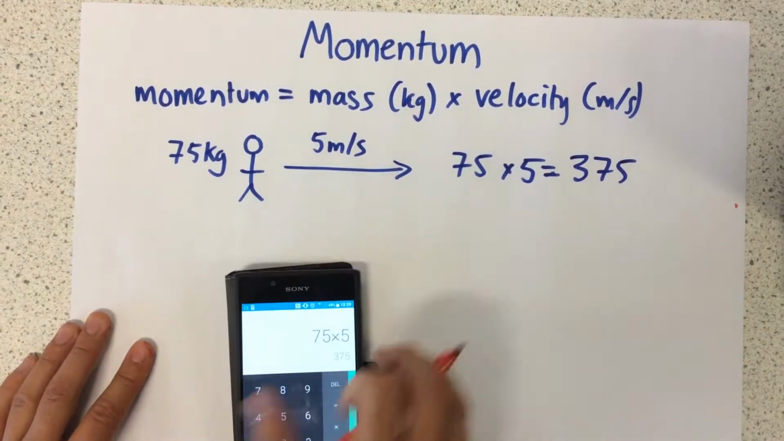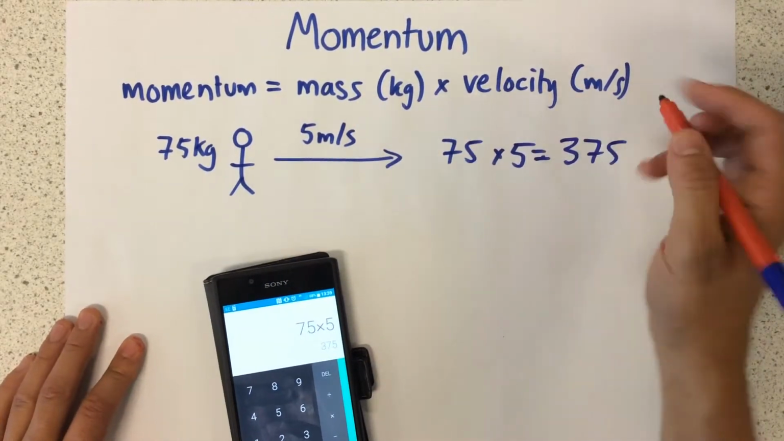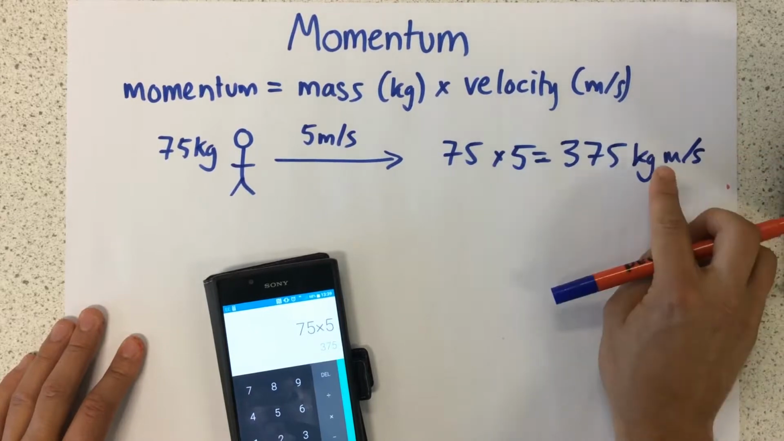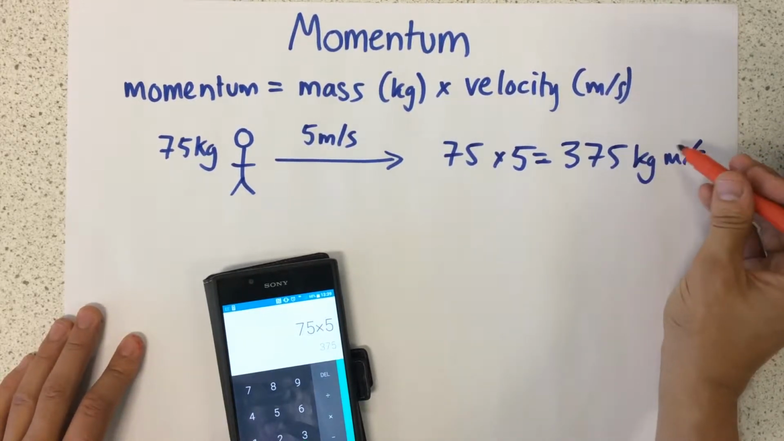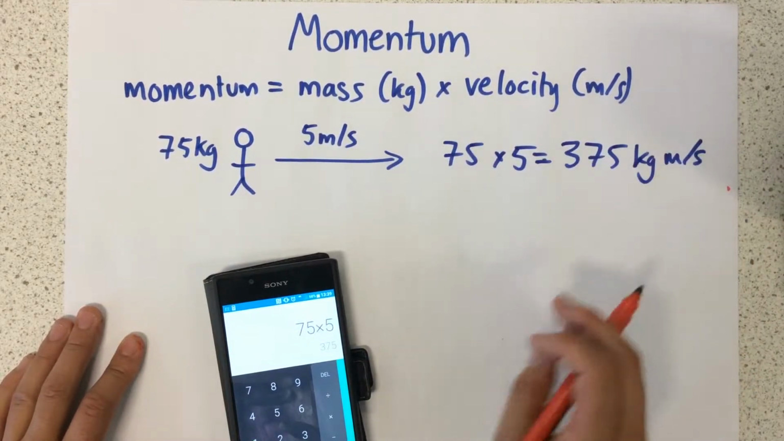375. Now the units for momentum, a lot of people get wrong. Because we're just multiplying them together, it's just kilogram meters per second. There's no stroke sign here. Loads of people like to put a per here. There's no per here because we're just multiplying them together.